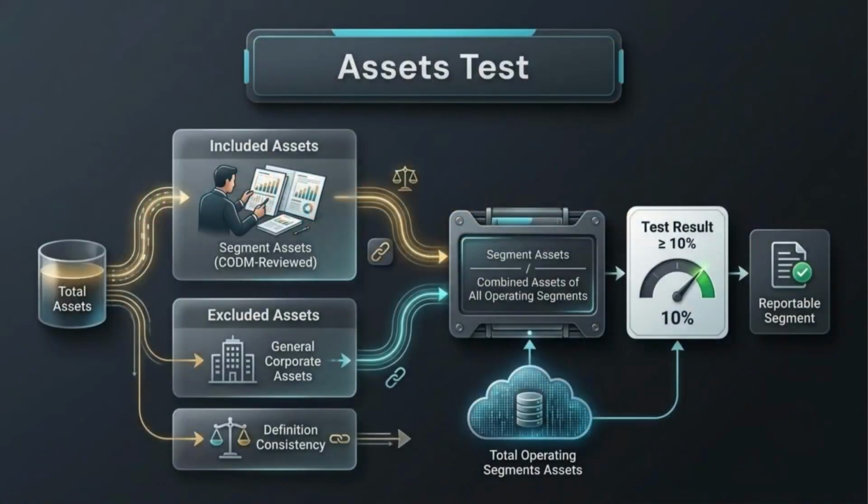The assets test compares segment assets with combined assets of all operating segments. The ratio is segment assets divided by combined segment assets. If the result is at least 10%, the segment passes. Use the assets that the chief operating decision maker reviews for that segment and do not inflate the denominator with general corporate assets that are not assigned to operating segments. This test is especially important for capital intensive segments that may have modest revenue or profit but hold significant assets.